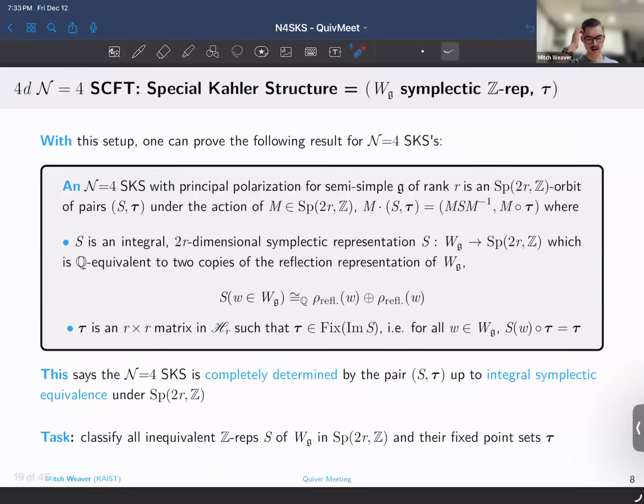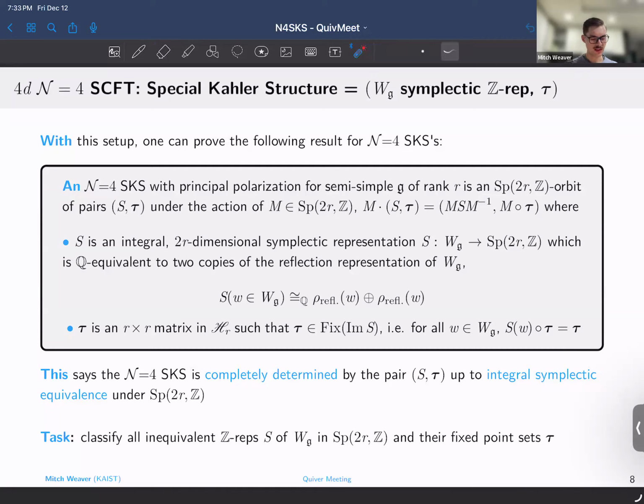So, okay, with this setup, we're going to start now getting into the actual classification and what's involved here. And the starting point is the following nice result, which is really what's reducing this classification problem into one where you can just get your hands dirty with linear algebra and Mathematica, and just start talking about representation theory.